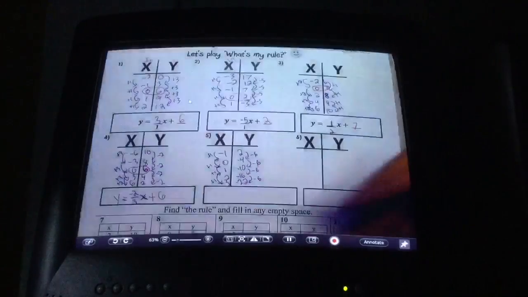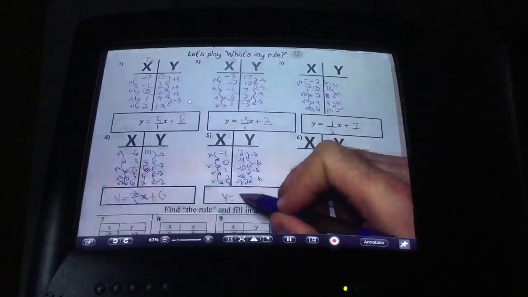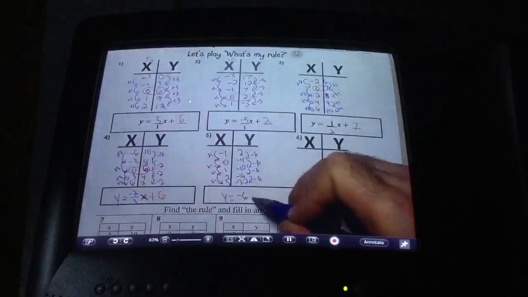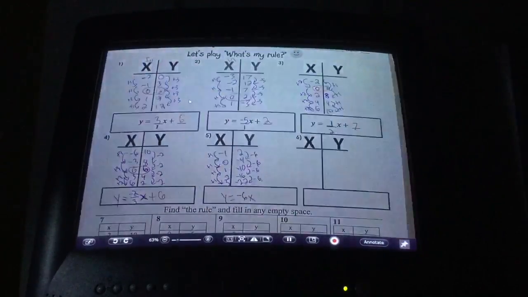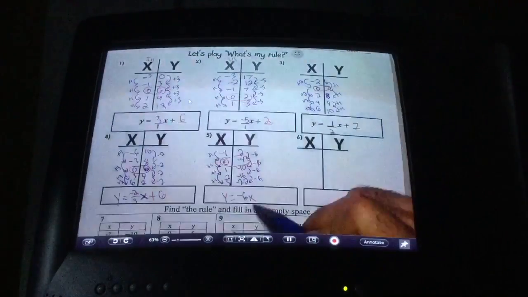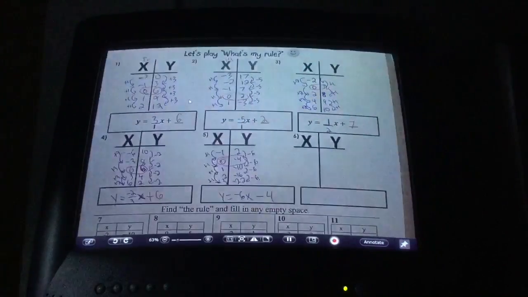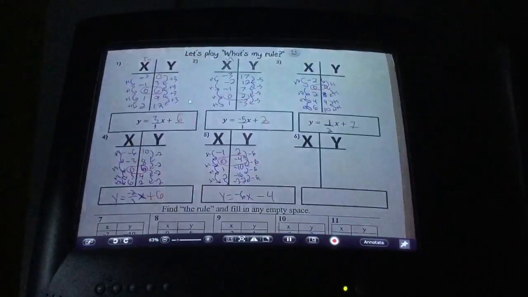All right, so this is going to be y equals -6 over 1, or just -6x, and then the input of 0 gives me an output of -4, so it's going to be -6x. You can say plus -4, or you can just put -4. Either one is good, okay?